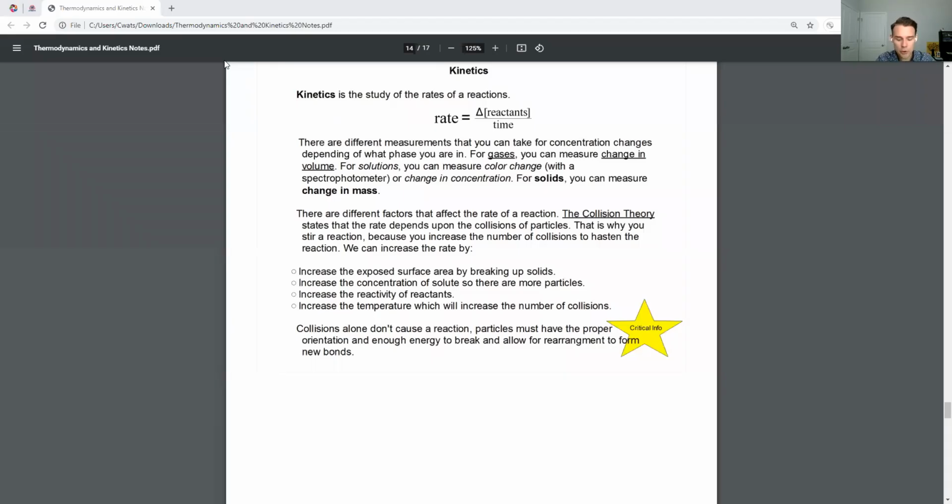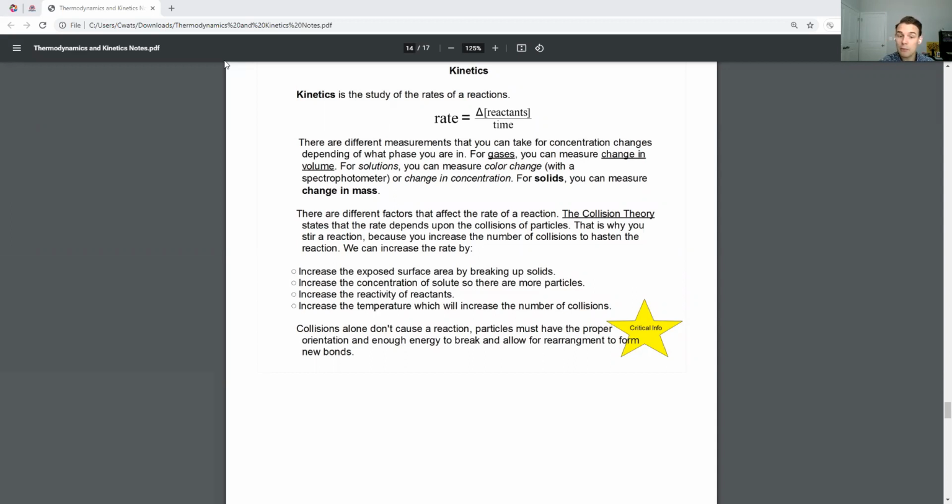Hi, everyone, and welcome to the fourth and final lesson in this module. This is going to be our brief discussion on kinetics. Kinetics is the study of the rate of a reaction, and that's basically how fast it will go. We can think about rate as the change in concentration of reactants over time.